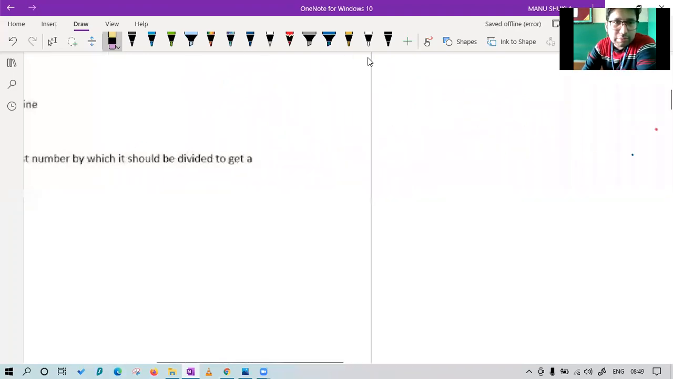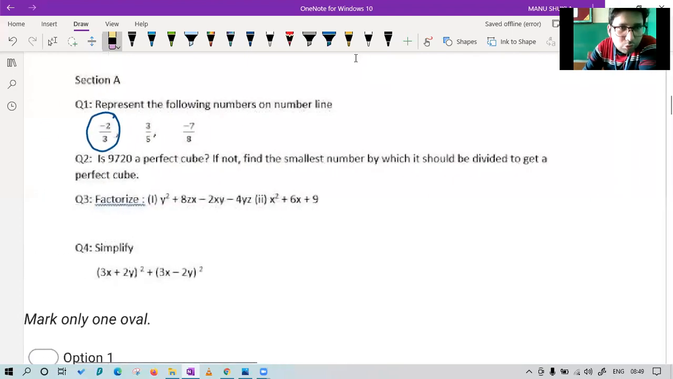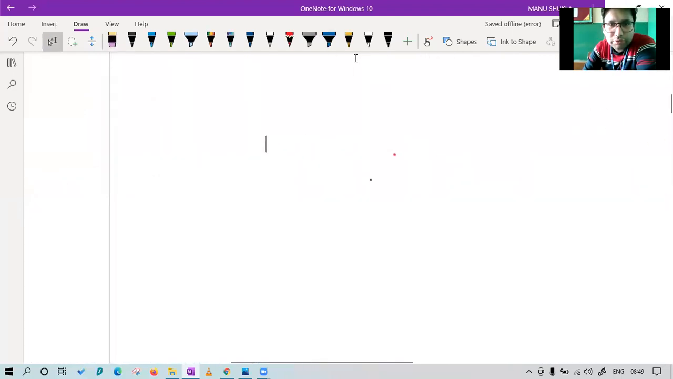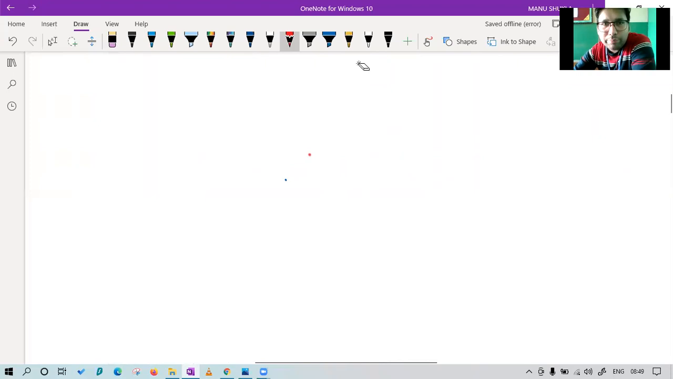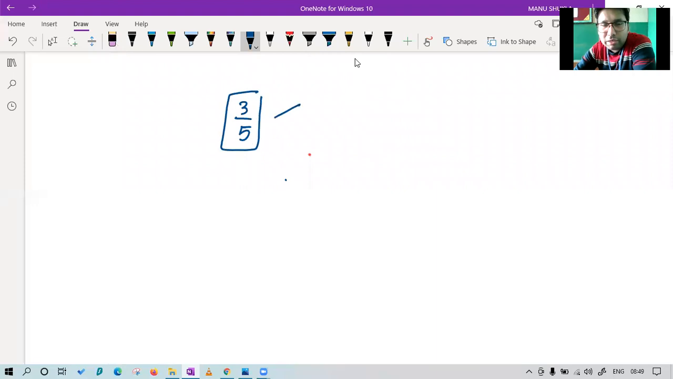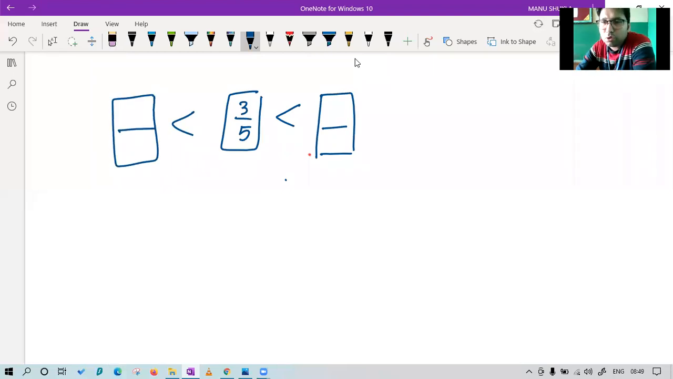So the next example is 3 upon 5. This is quite easy, a positive number. I want all of you to help me with the larger number and the smaller number. Please tell me, if we have a number 3 upon 5, please help me in finding the larger integer and the smaller integer. Just larger and just smaller.